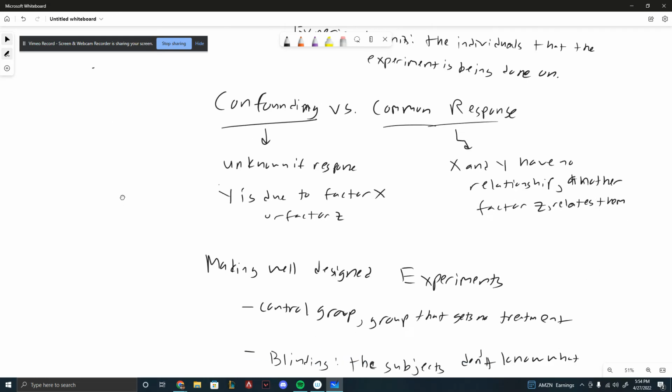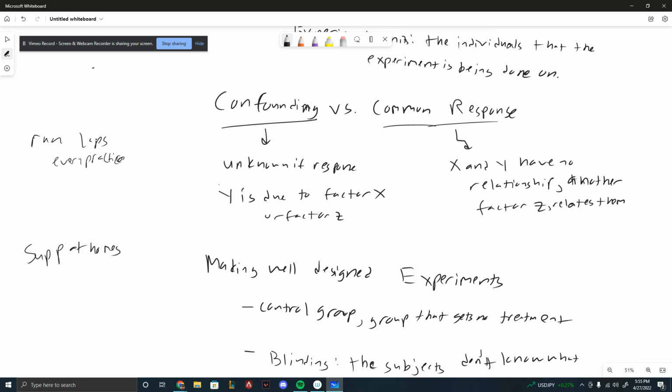So now let's talk about confounding versus common response. We'll cover confounding variables and common response variables. Confounding is basically when it's unknown if the response y is due to your factor x or your factor z. An example: a soccer coach is unhappy with how his team is performing and practicing. Let's say he has them run 2 or 3 laps every practice, or run more laps. But let's also say these students are now going home and taking supplements, right?